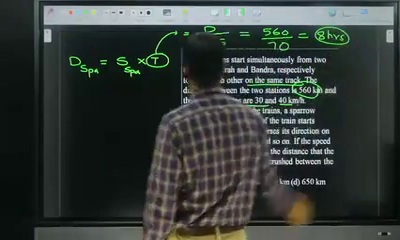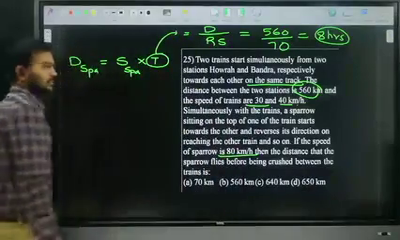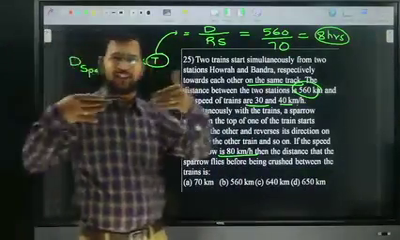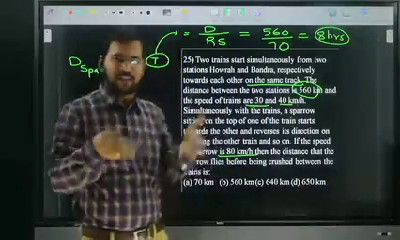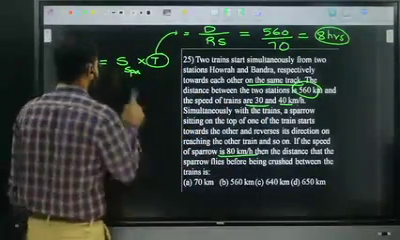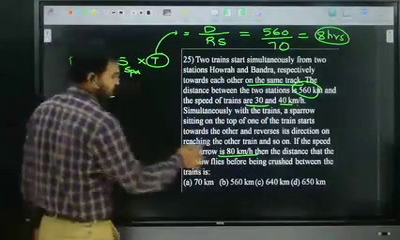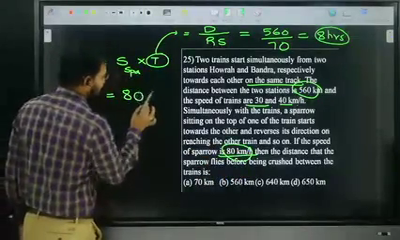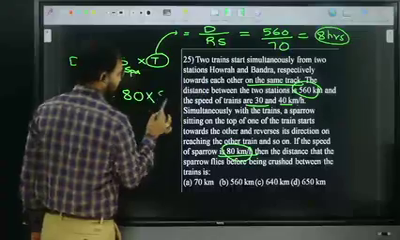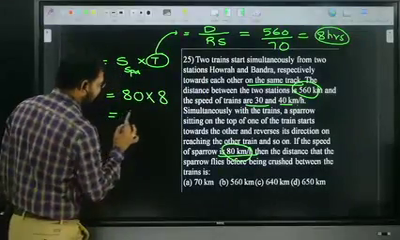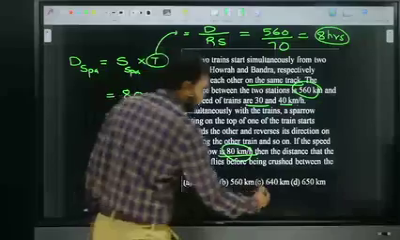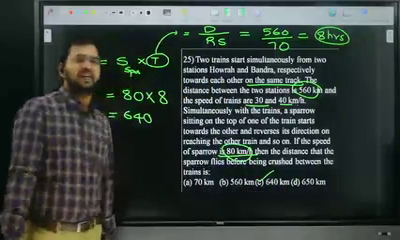It will take exactly how many hours? 8 hours. So after 8 hours, they crash together, because both are on the same track. So the speed of the sparrow is how much? Speed of the sparrow is 80. Speed of the sparrow is 80 into time. How many hours? 8 hours. So 80 into 8, how many kilometers? 640 kilometers. So your answer is option C. Option C is the right answer.